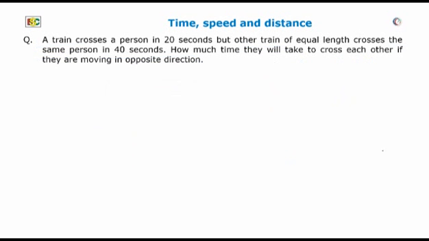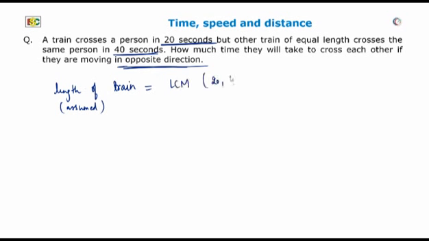Next question is, a train crosses a person in 20 seconds but other train of equal length crosses the same person in 40 seconds. How much time they will take to cross each other if they are moving in opposite direction? For solving this question, we will assume the length of train, and that should be equal to the LCM of given times, that is 20 and 40. That is 40 meter.